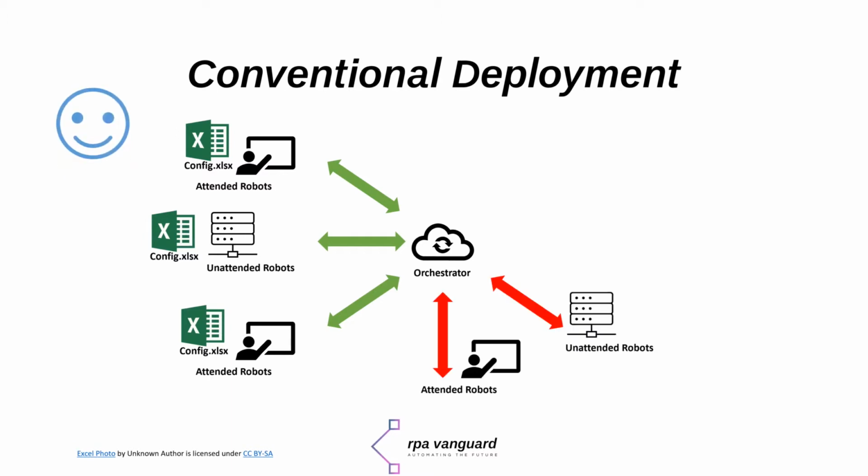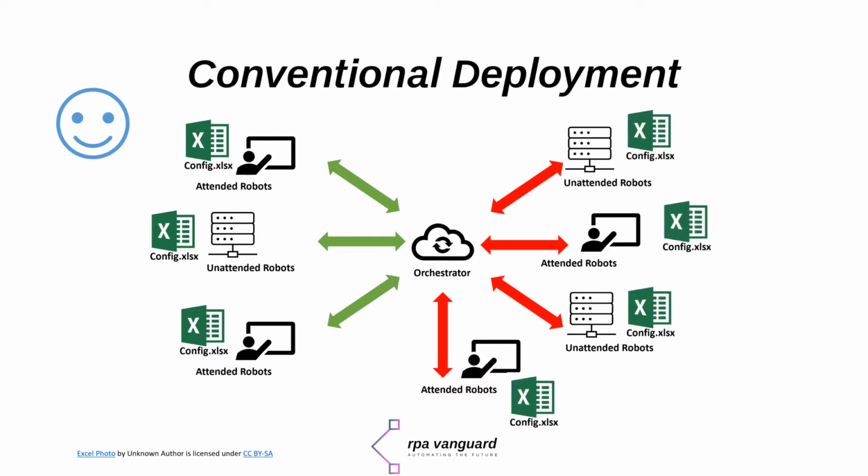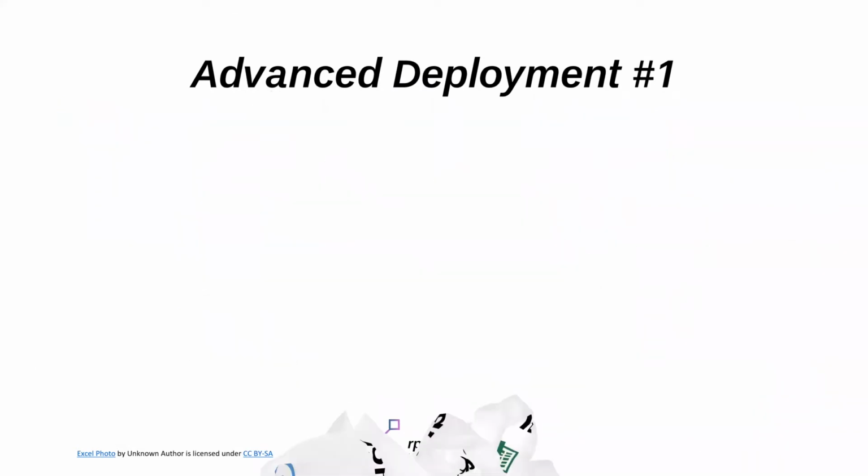But as the number of robots increase, this scenario becomes impractical, as managing configuration settings at such scale becomes difficult and potentially error-prone. Now let us look at the first scenario wherein automations built using the Advanced Enterprise RPA Process template have been set up.